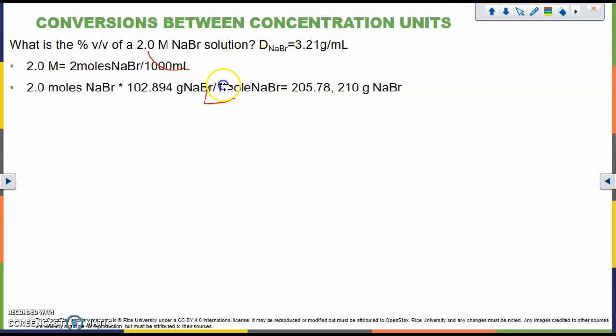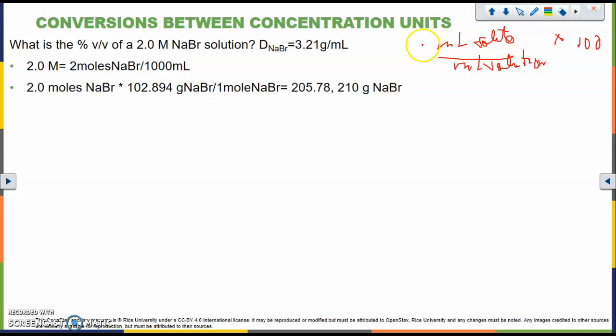The next step is we have to convert this 2 moles into grams, because we're trying to go to volume. And again, percent volume is actually just mils of solute over mils of solution times 100. I hope you all remembered that first. And I hope that you have your notes in front of you as you do these problems. So we multiply 2 moles times the molar mass of sodium bromide. That gives us 210 grams sodium bromide.